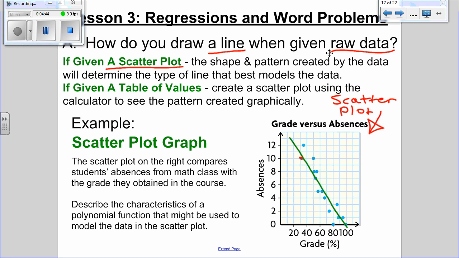So if I said to you, what if you had a student with 20%? How many absences do you think they would have? I would look down at 20% and go up until I hit the line. And I would say, I bet they have pretty close to 13 absences. And it's a way that we can now use this data to help us draw information out of other data we collected. That's why we do this stuff.